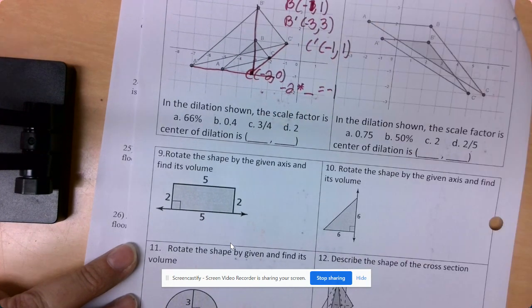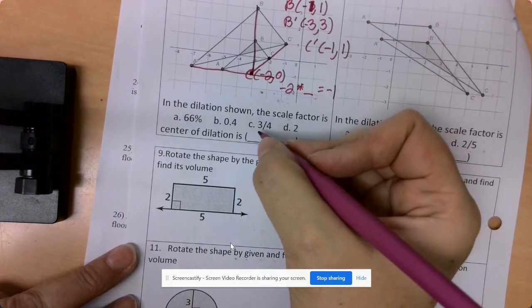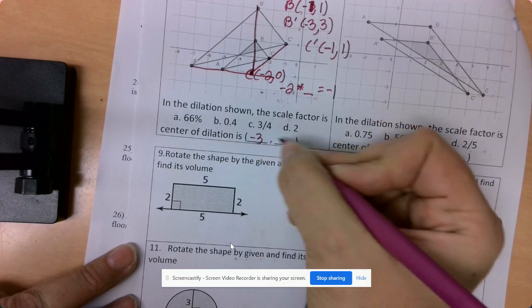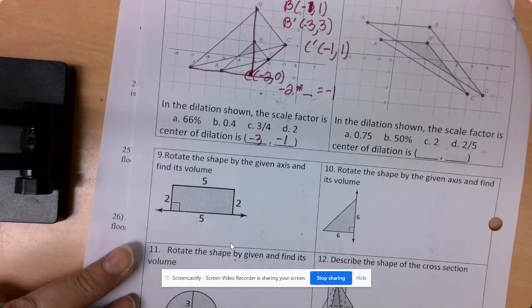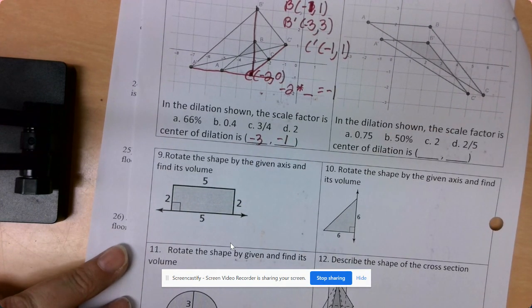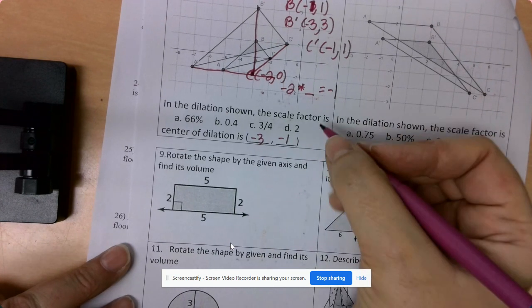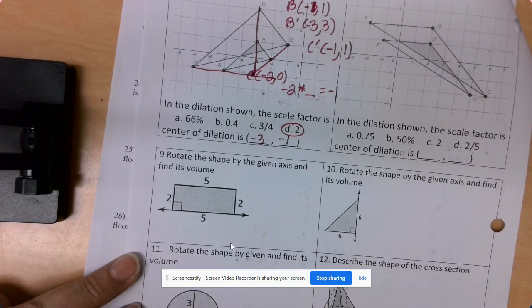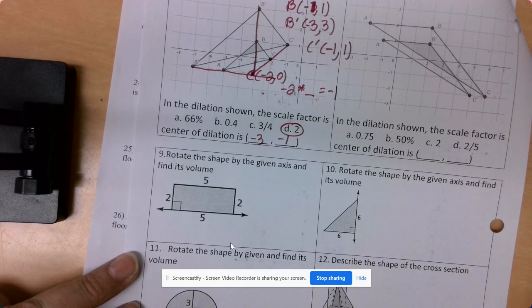But our center of dilation, everybody, definitely would be there. So that would be at -3, -1. I say it's by a scale factor of 2. It's going up, okay, so on this one, because it's getting bigger.